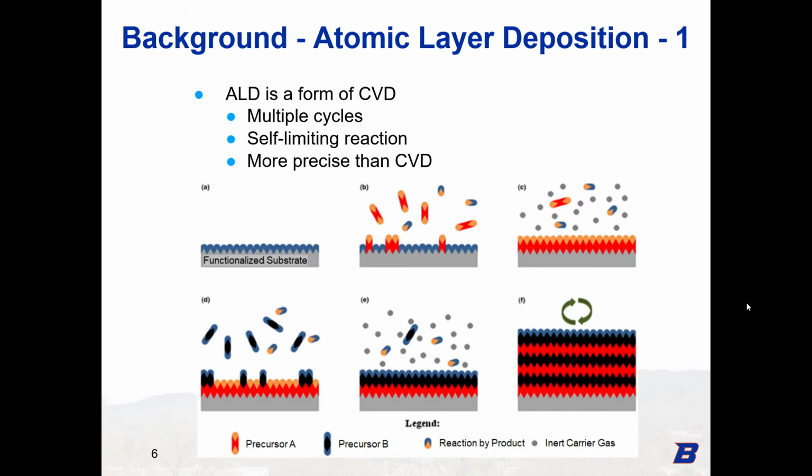And some background on atomic layer deposition. It's a form of CVD, but it utilizes multiple cycles instead of one continuous reaction. The reactions are self-limiting and irreversible with a very high delta G. ALD is also more precise and time-consuming than CVD. Some of the challenges with both of these as the aspect ratio gets higher is film uniformity and thermal fluctuations.